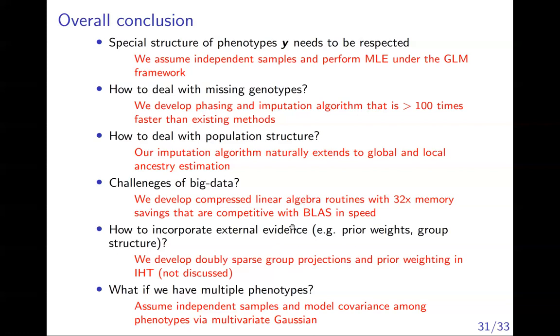How do we incorporate external evidence? We did not talk about this, but IHT can do group projections and weightings, just like group lasso and weighted lasso. We just didn't show it here, but we can do it. And what do you do when you have multiple phenotypes? We assume independent samples and then use the multivariate Gaussian to model the correlation.